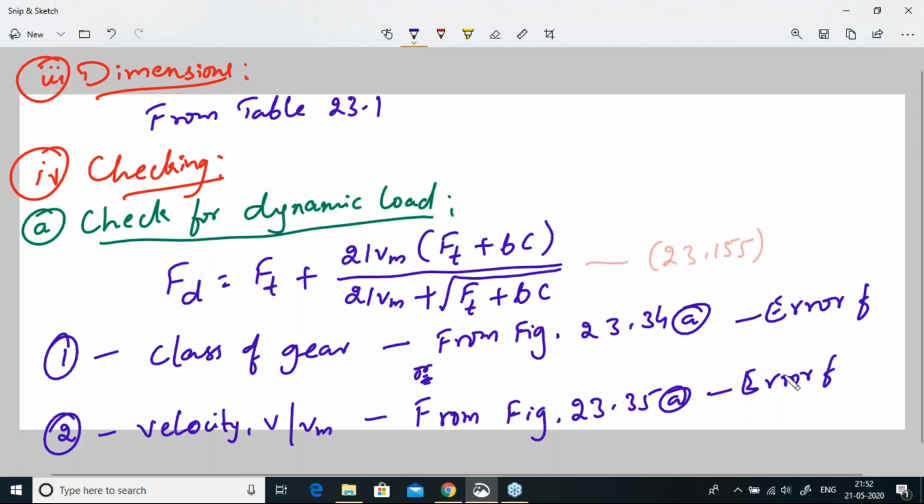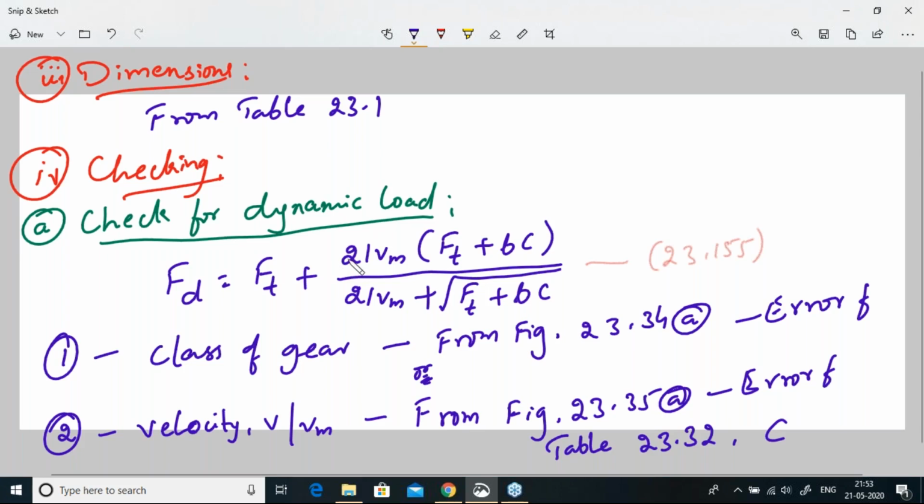Once we get the error F, now by using table 23.32, for the selected error F, we will get the value of C. By substituting all these values in this equation, we will get FD, that is dynamic load.